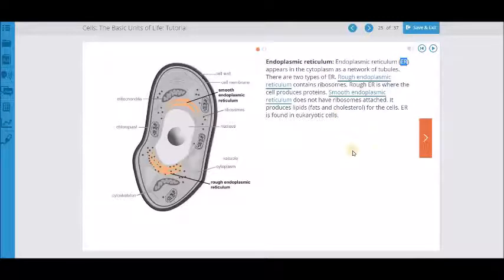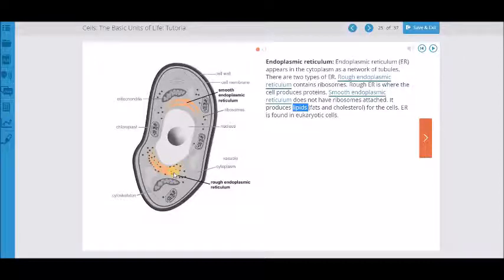The ER is just like this network of tubes in which things are produced. One type of ER is called the smooth ER, and it's where we produce things like lipids, like fats and cholesterols and other things for the cell. The other type of ER is called the rough ER, and the rough ER is rough because it's got ribosomes all over it. Remember ribosomes from just a second ago? Ribosomes make proteins.